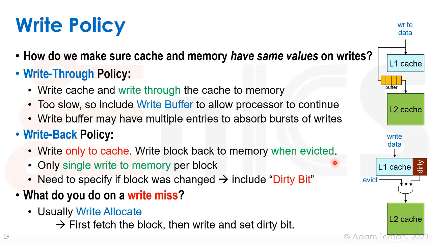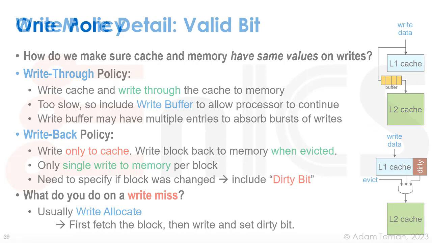So what do we do on a write miss? And this would be probably in both cases. We are usually going to do what we call write allocate, which means that first we're going to fetch the block because we're going to need to use it. If we write to something that's not in the cache, because of temporal locality, we're probably going to write to that again, and even spatial locality, because we may write to something that's in the same line. So instead of just writing directly to the outer level cache, we're going to first go and fetch that into the inner level cache and then write to that and set the dirty bit.